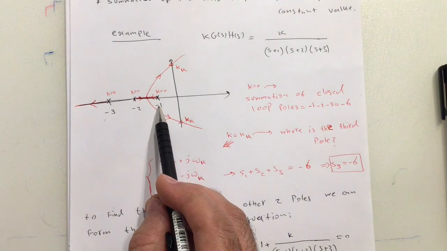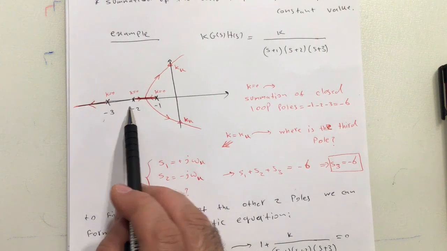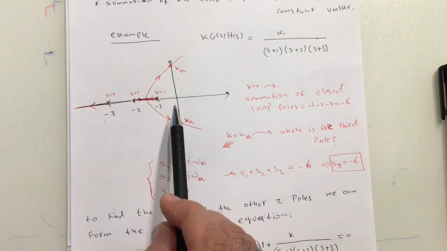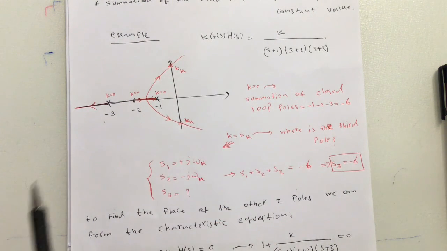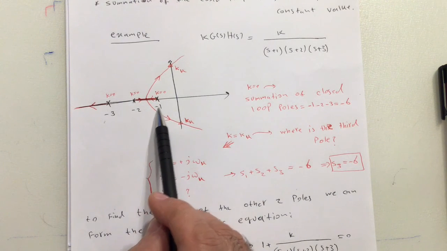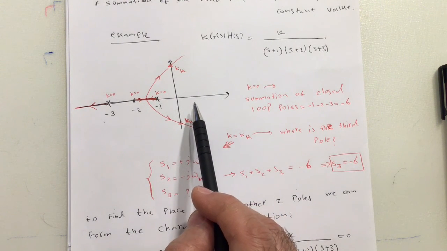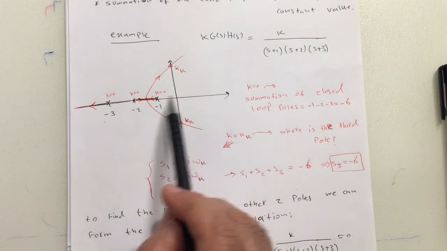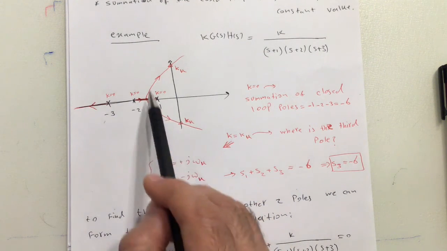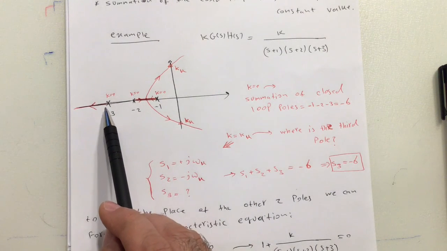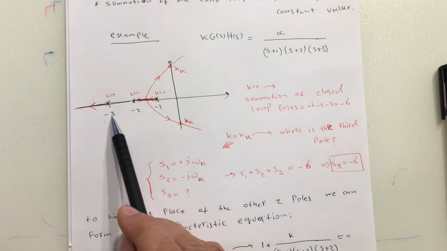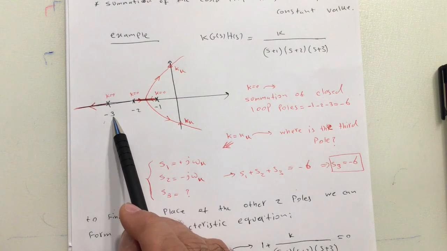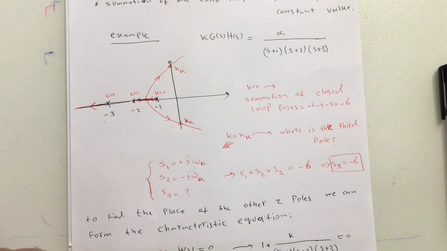So one of the poles had been at minus 1, the other one was at minus 2. So these two poles have moved to the right. One of them is at plus j omega, the other one is at minus j omega, so the summation is 0. So the two poles together have moved 3 units to the right. One of them 1 unit, the other one 2 units. It means that the other pole should have moved to the left 3 units. So if you move the third pole from minus 3, 3 units to the left, it would be minus 6.